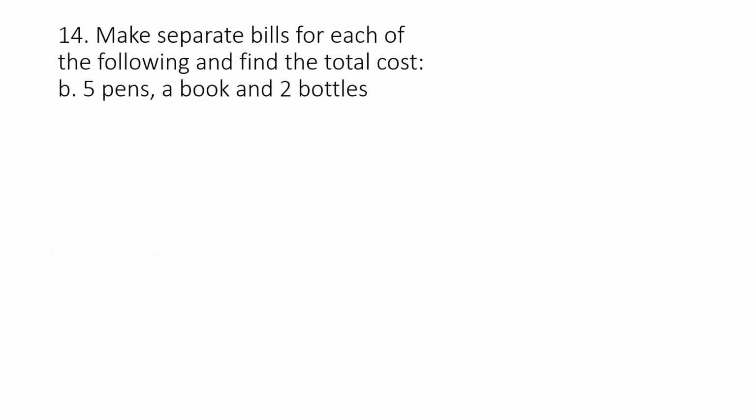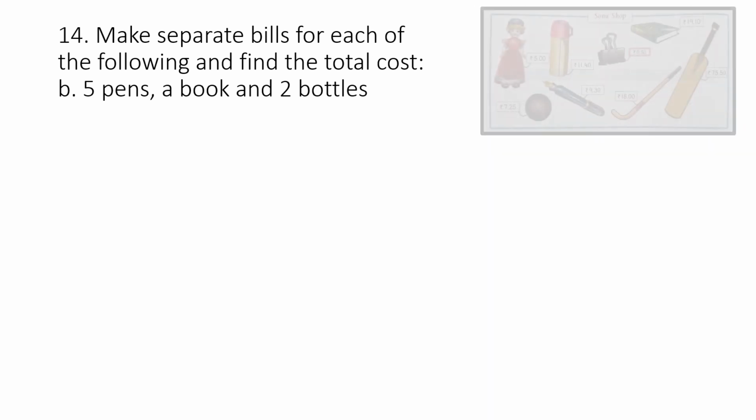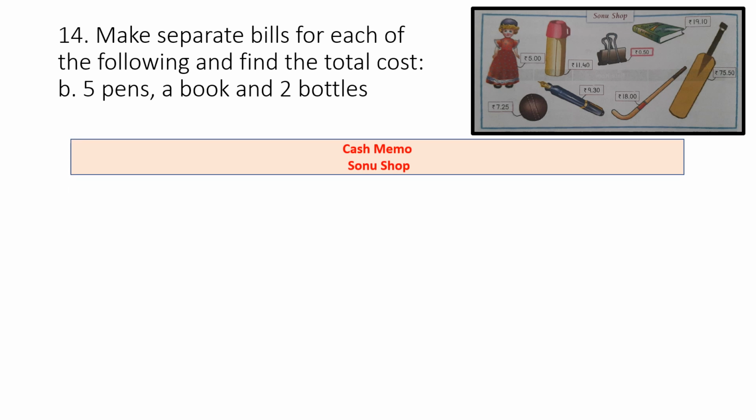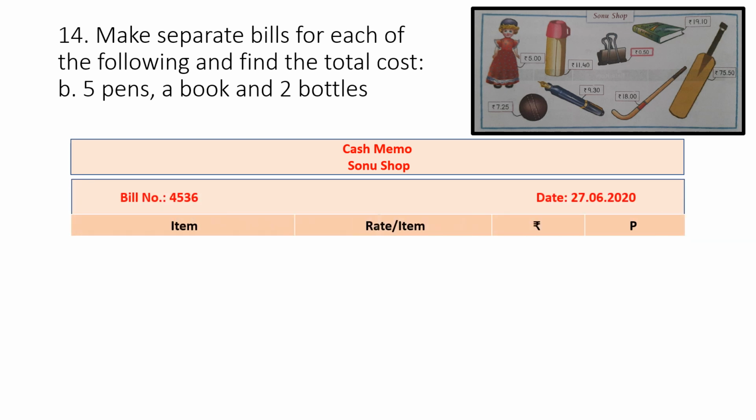One more question says you have to make separate bills for each of the following and find the total cost. Students, again I have skipped part A for you to do, and I am doing part B of question number 14, which has 5 pens, a book and 2 bottles from the related list. Let's see how to do it. First, I prepare the cash memo with the name of the bookshop, then bill number and date, then I write the headings of item, rate per item, rupees and paisa.